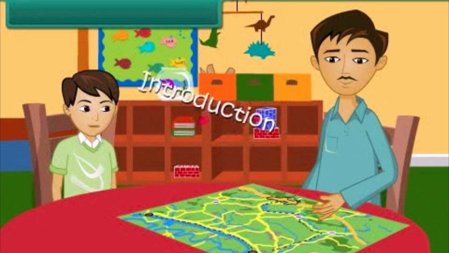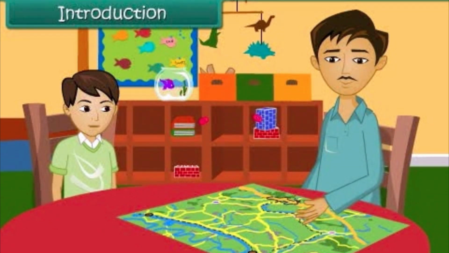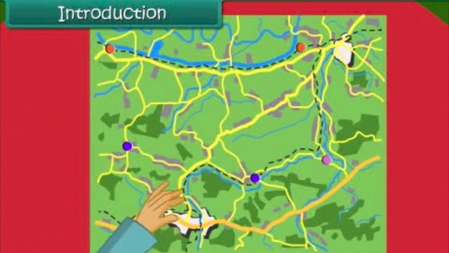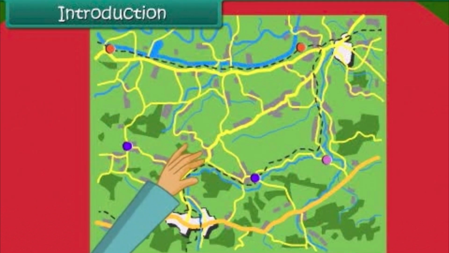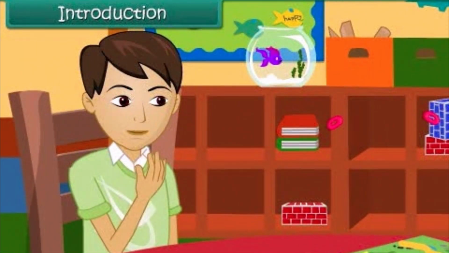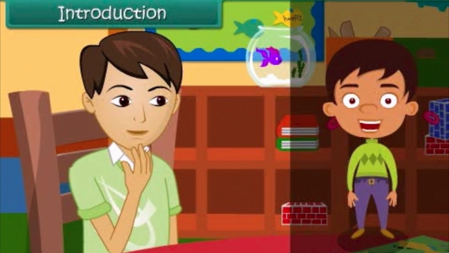Introduction. Vishesh is watching his father going through a map. The map contains a number of symbols and signs. It also has black and blue dotted lines, some green patches, and some dots. He wonders what the signs and symbols on the map represent. In this lesson, you will learn about directions and maps.